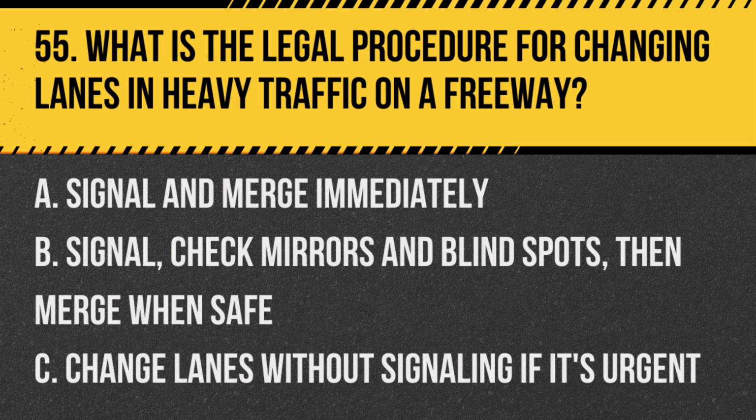Question 55. What is the legal procedure for changing lanes in heavy traffic on a freeway? A. Signal and merge immediately. B. Signal, check mirrors and blind spots, then merge when safe. C. Change lanes without signaling if it's urgent. Answer: B. Signal, check mirrors and blind spots, then merge when safe. Always signal and check mirrors and blind spots before changing lanes, even in heavy traffic.